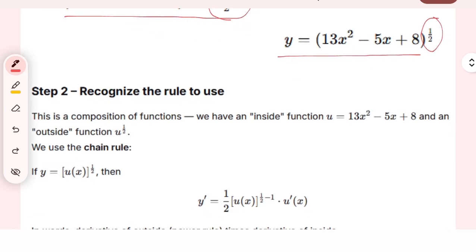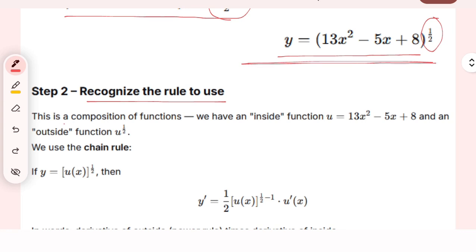Now that we have rewritten it like that, first we will recognize if indeed we can use the chain rule in here. So first we will recognize the rule to use. In this case, is it really the chain rule? Do we need to apply the chain rule for this kind of function?